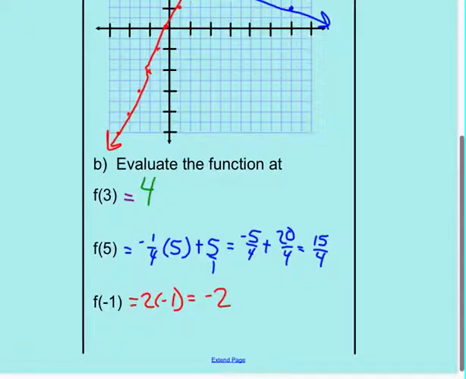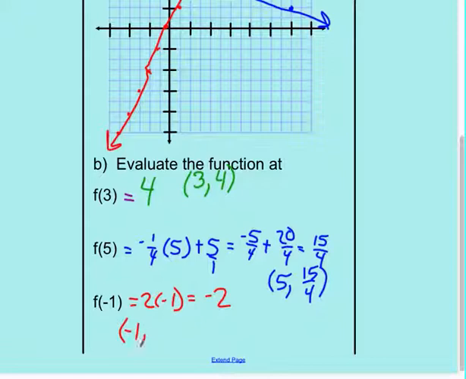Let me go back and just clarify real quickly, connecting this again to the domain and range. For our function, for a domain of 3, or an x value of 3, we have a range, or an output, of 4. For the second one, for an input of 5, or a domain of 5, we have an output or a range of 15/4. And finally, for a domain or an input of negative 1, we got an output of negative 2.